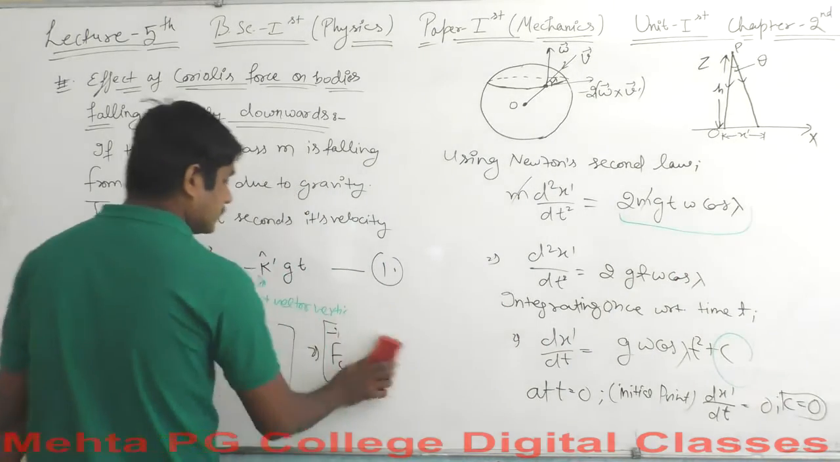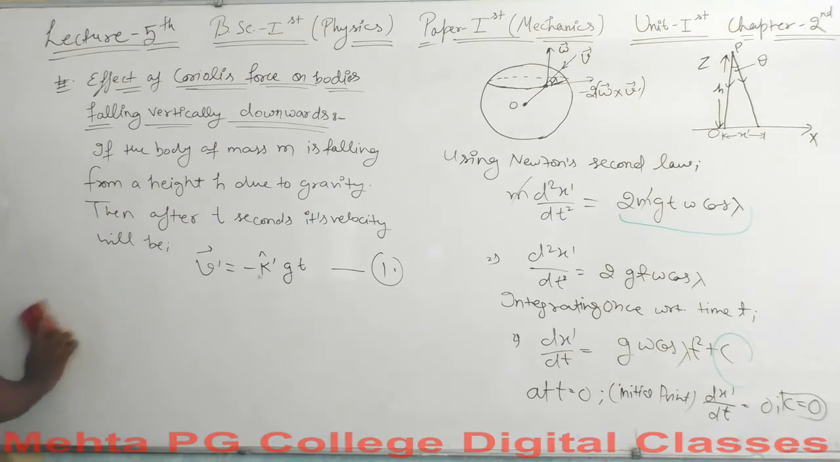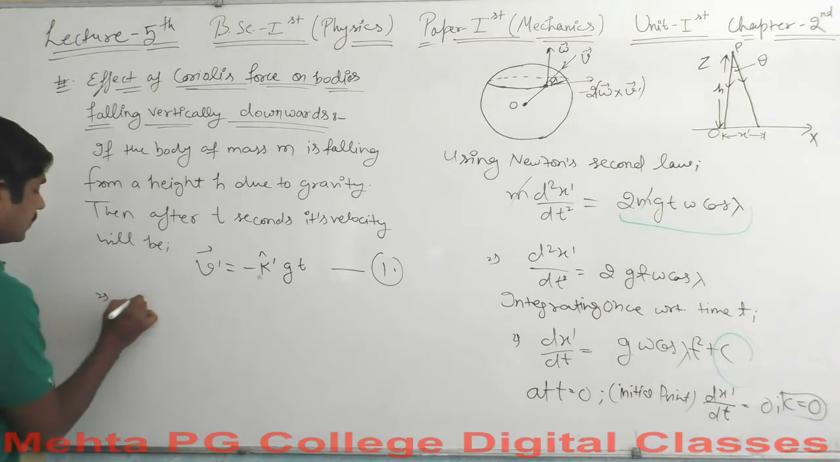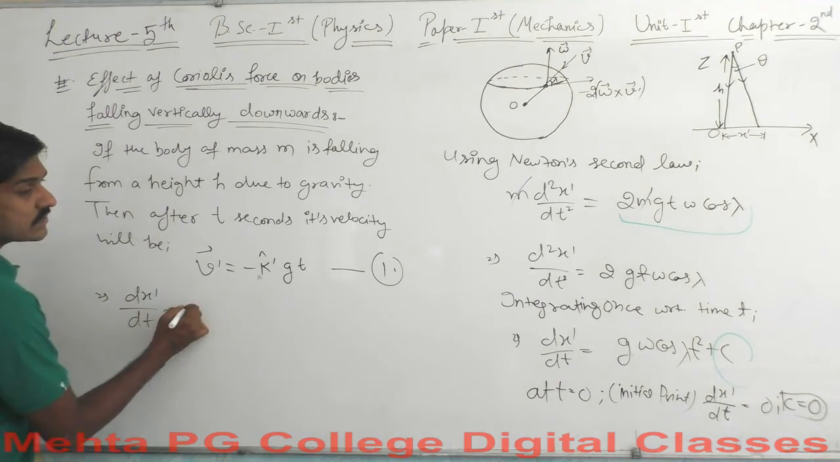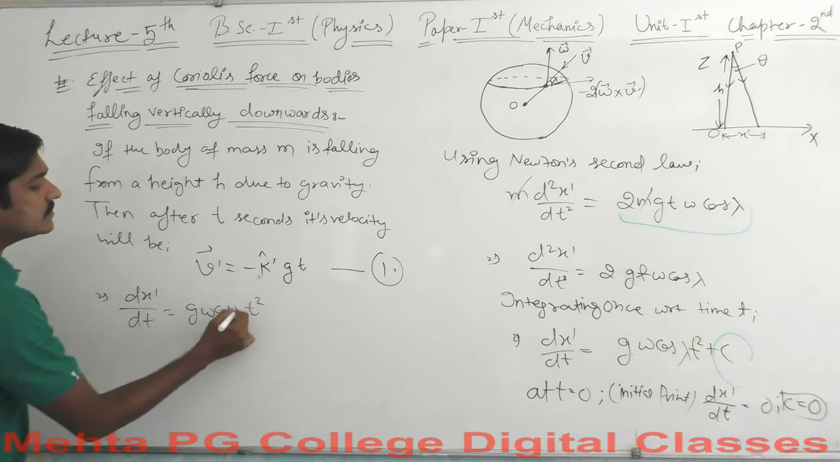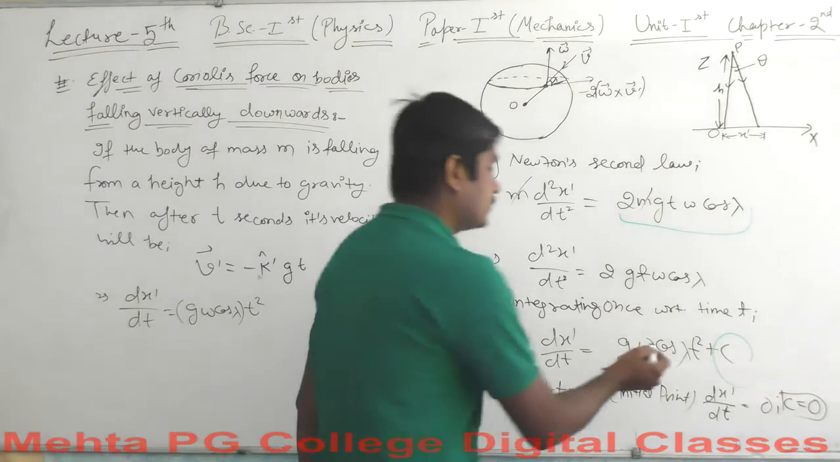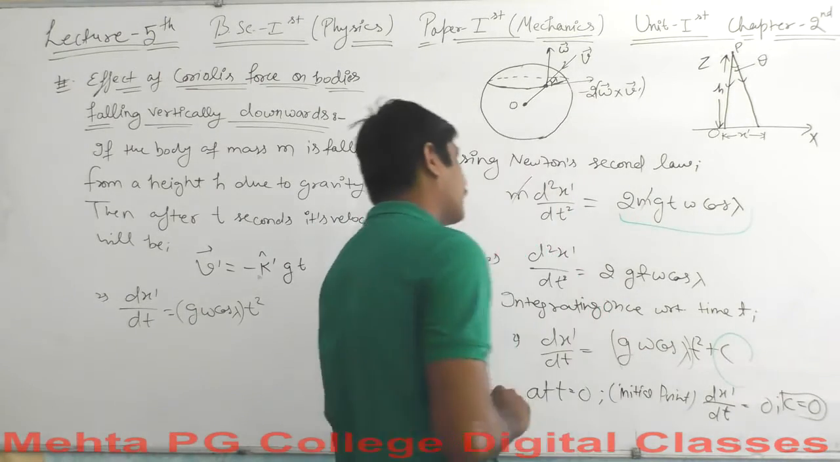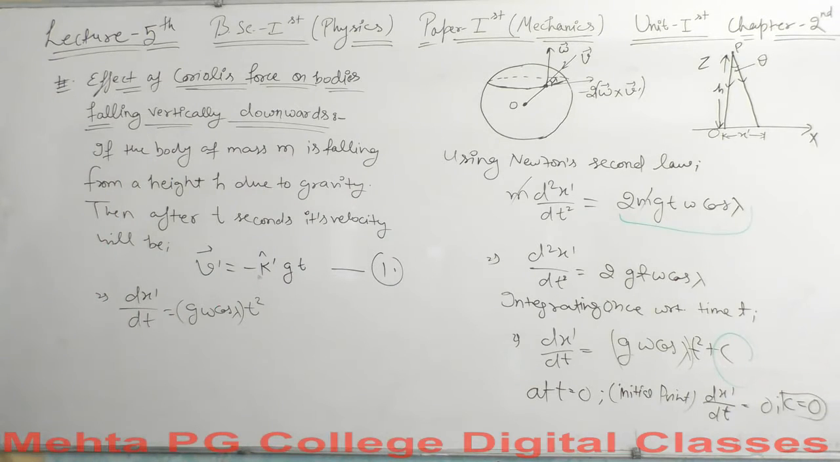Okay, we need some more workspace, so let's clear them off. So what do we end up having? We end up having dx dash over dt equals g omega cos of lambda t square. This g omega cos of lambda t square is the component of velocity here.